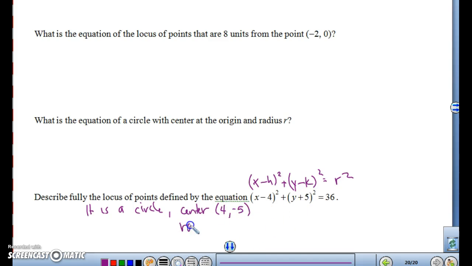And the radius, well, we know r squared is equal to 36. So what is r? Take the square root of both sides, and r is equal to 6. So it's a circle with a center at (4, -5) and a radius of 6. That's what this equation is telling us.